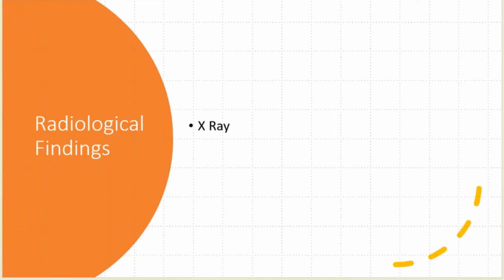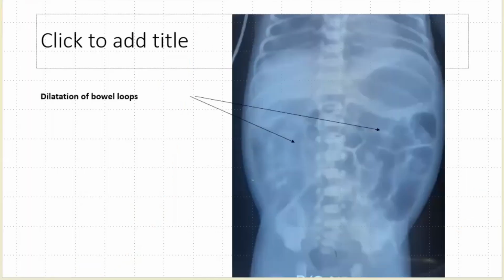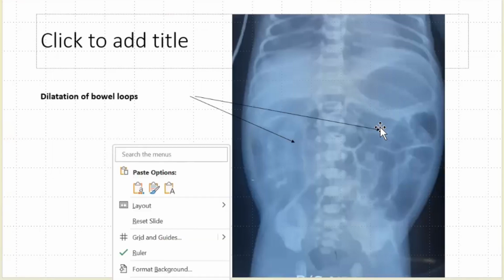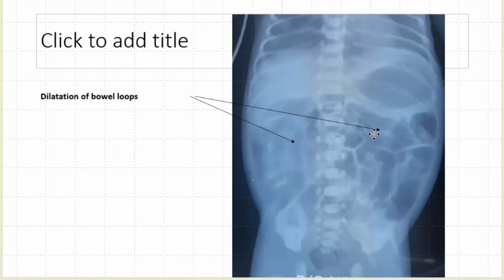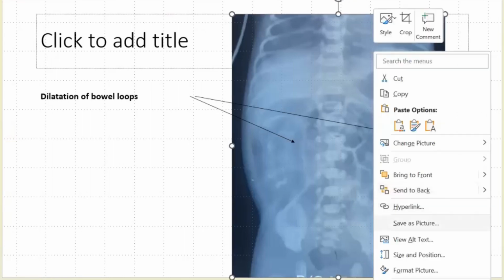Now we come to imaging in NEC. X-rays in NEC are the most common and should be done. Next slide, please. As we see here, can you see the X-ray fully, please? Early signs will be dilatation of bowel loops and bowel wall edema. Next slide, please.